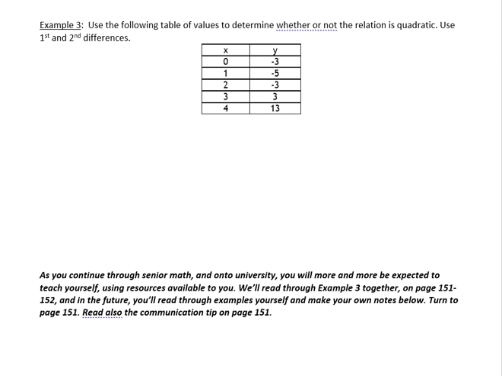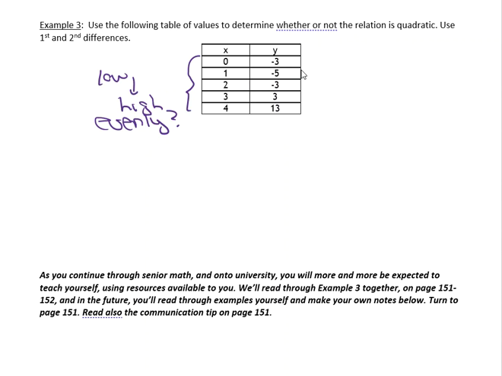Example 3, use the following table of values to determine whether or not the relation is quadratic. Use first and second differences. The first thing you have to look at is, are my x values in order from low to high? Yes, they are. And are they increasing evenly? Are there even intervals? Yes, they are. They're all increasing by 1. So we can go ahead. If we weren't, we'd have to reorganize the table to make sure it went from low to high.